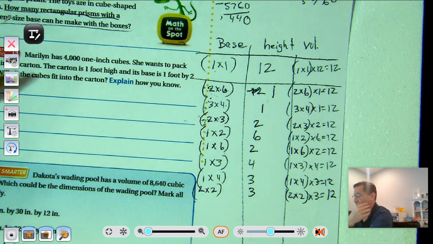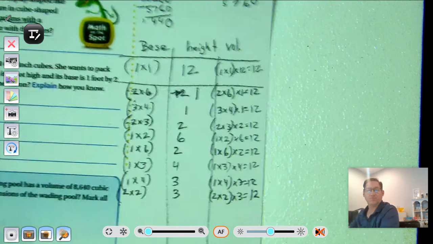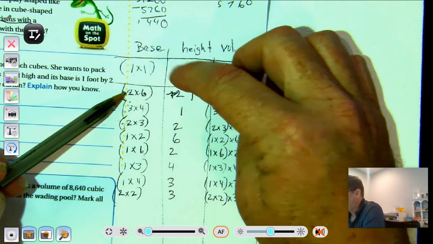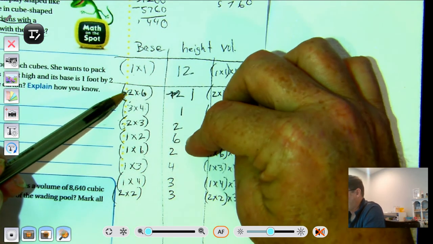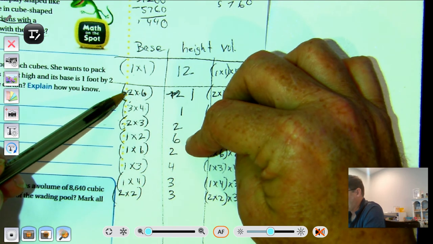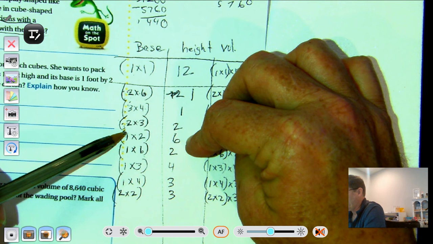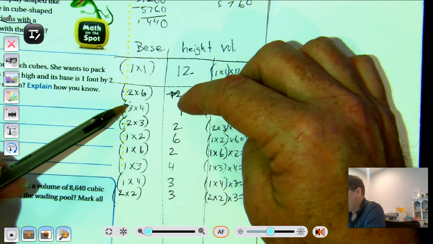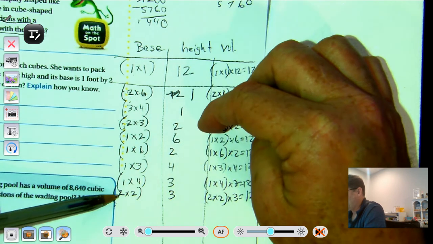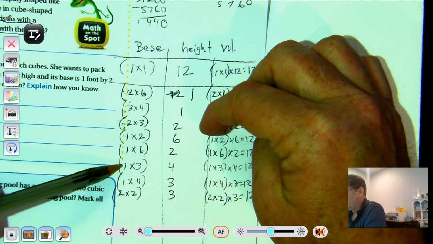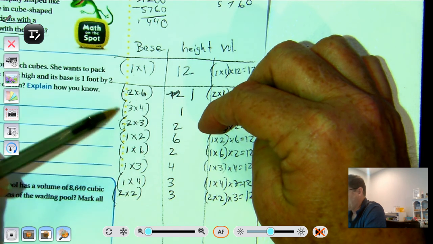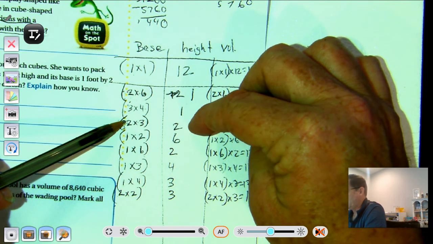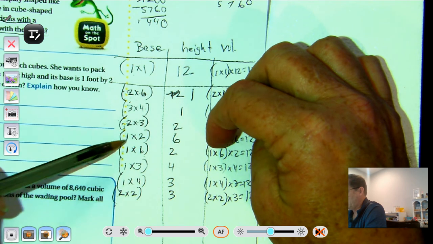Okay, let's double check to make sure we've got all of ours. So 2 times 6. If I made the height 6, the only way of making a base of 2 is 2 times 1. Base of 3 times 4. If I made the base 4, there's only 2 possibilities. If I make a base of 3, 1 times 3. A base of 4, 2 times 2, yeah. 2 times 1 times.